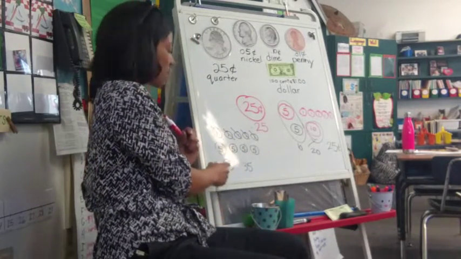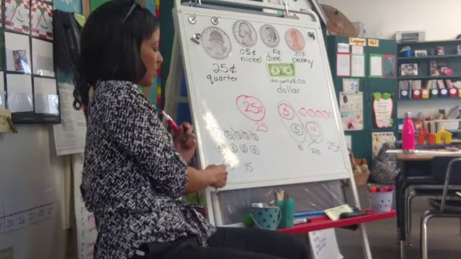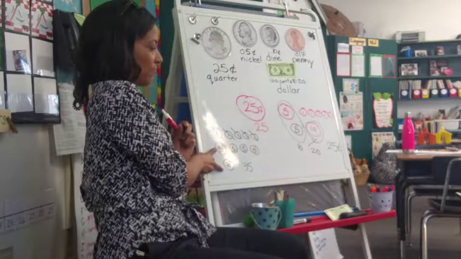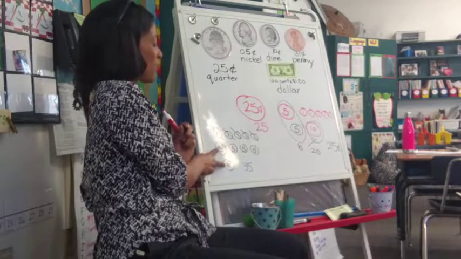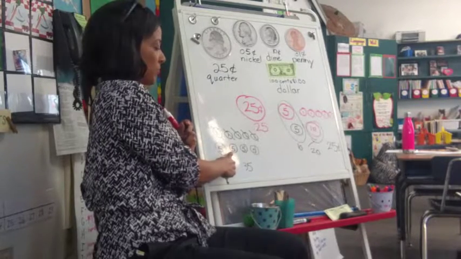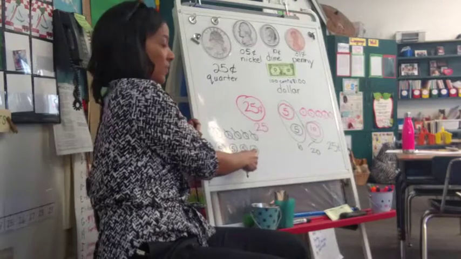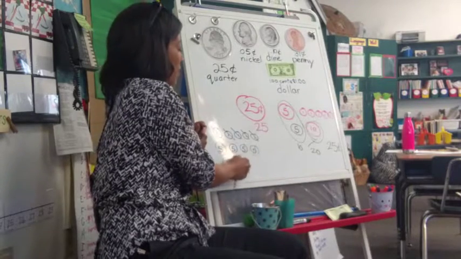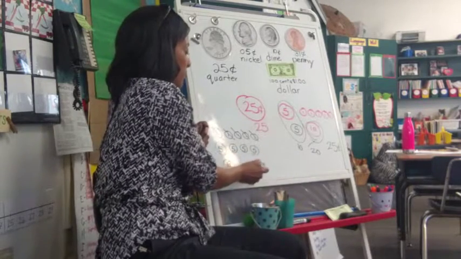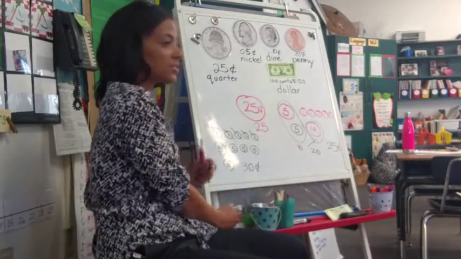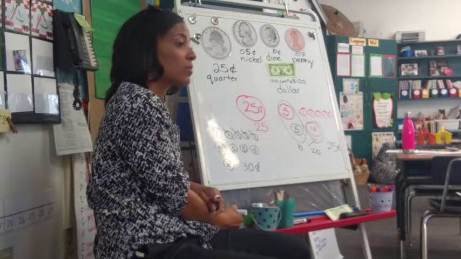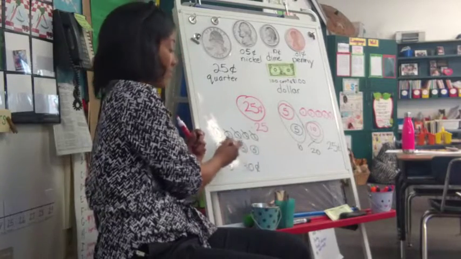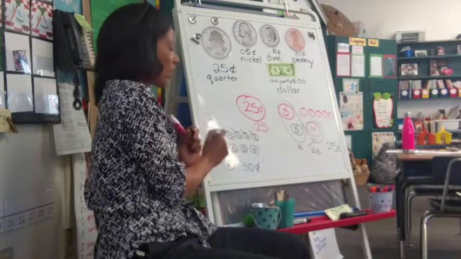Let's count again. You ready, mathematicians? Here we go. 10, 15. What's 10 and 5? 15. Okay, 15. 20, 25, 30. So now we have 30 cents. Does that represent 25 cents? No. Do you want to leave it like that? Take away a nickel? Okay, like that? Okay. You ready to try it?